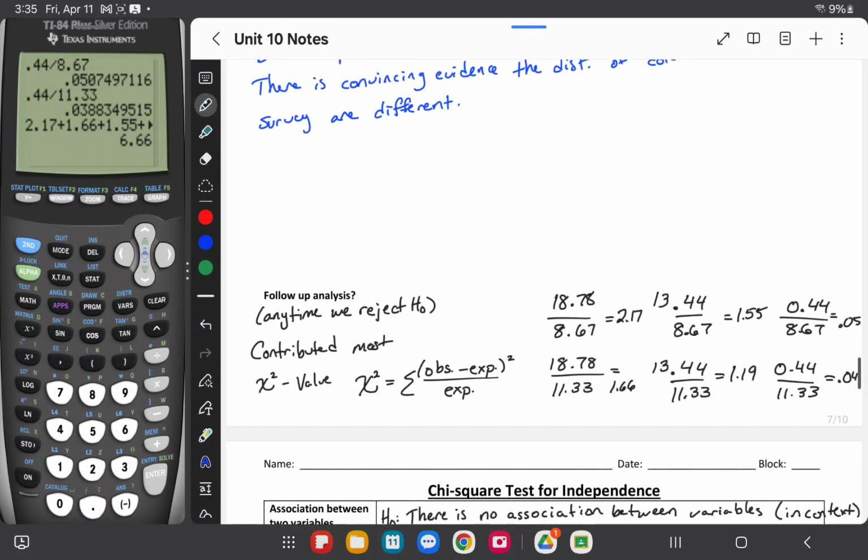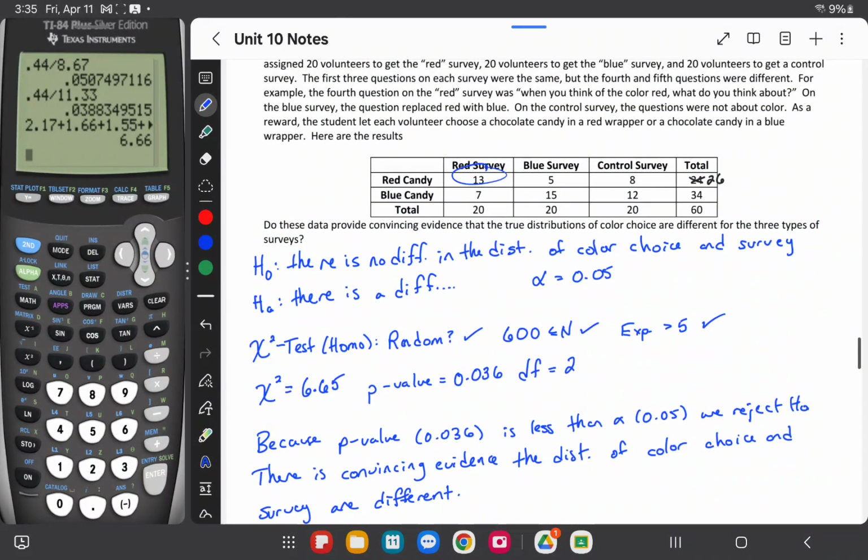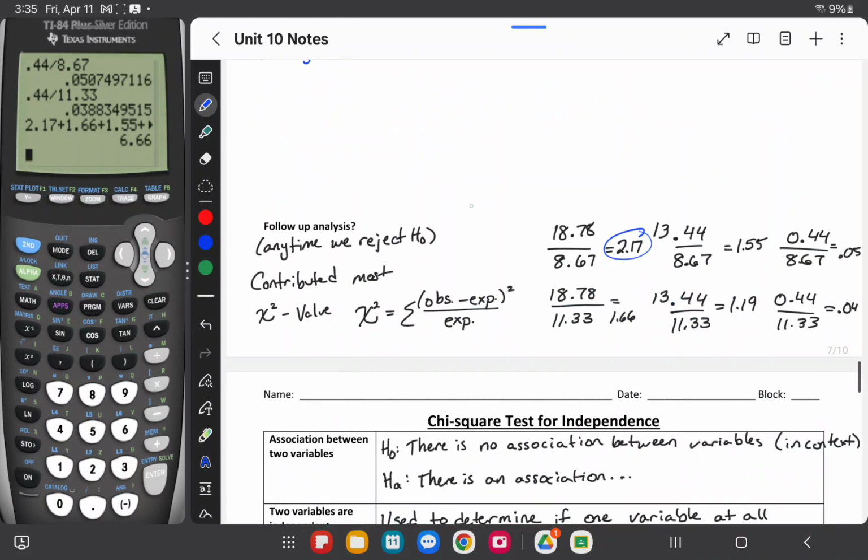And so now I can look to see where the greatest contribution was to our decision to reject. Looks like the largest was this 2.17, which corresponds to the red candy and red survey. So it looks like the red candy and red survey contributed the most in order to reject our null hypothesis.